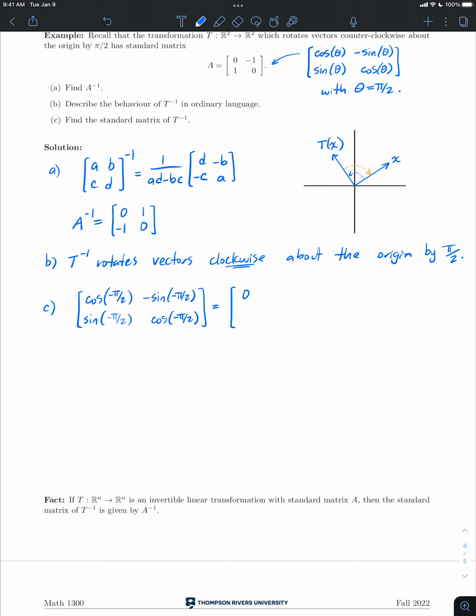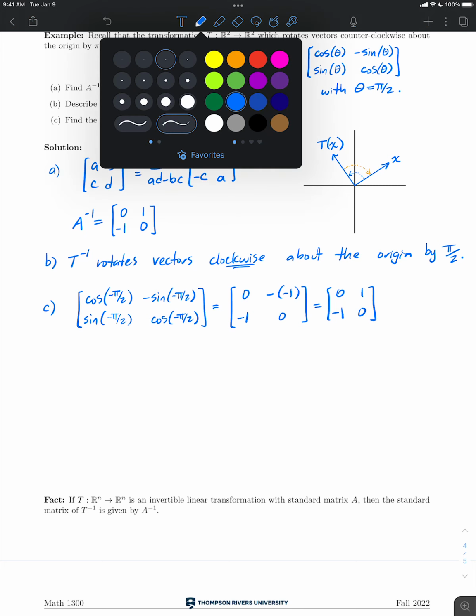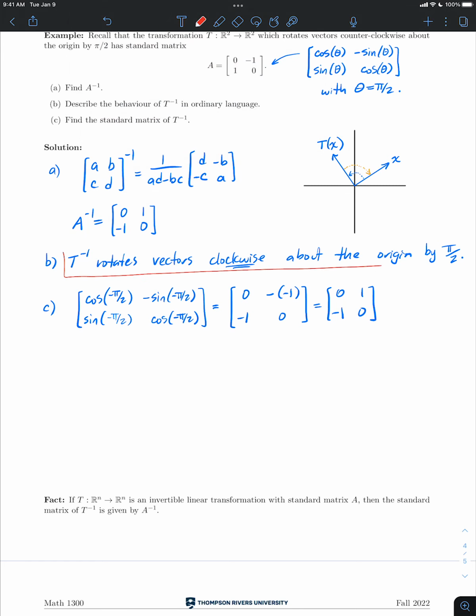Sine of negative pi over 2 ends up being negative 1. Negative sine of negative pi over 2, that's going to be positive 1. And then cosine of negative pi over 2 gives you 0 again. So you end up getting 0, negative 1, positive 1, and 0. And I'll just draw a box around my answers for all these parts. This was our answer to part B. This was our inverse of the matrix A. And this was the standard matrix of T inverse.